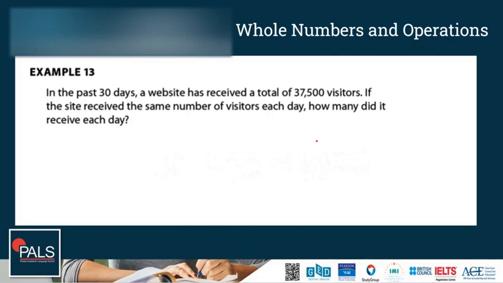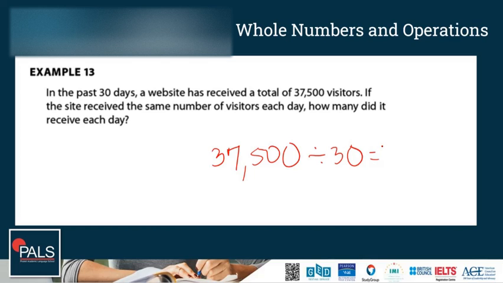Another example, example 13. In the past 30 days, a website has received a total of 37,500 visitors. If the site received the same number of visitors each day, how many did it receive each day? Here, you are asked to divide the total number of visitors evenly over the 30 days. Dividing up groups is represented by division. Therefore, you can say that there were 37,500 divided by 30. So what is the answer?